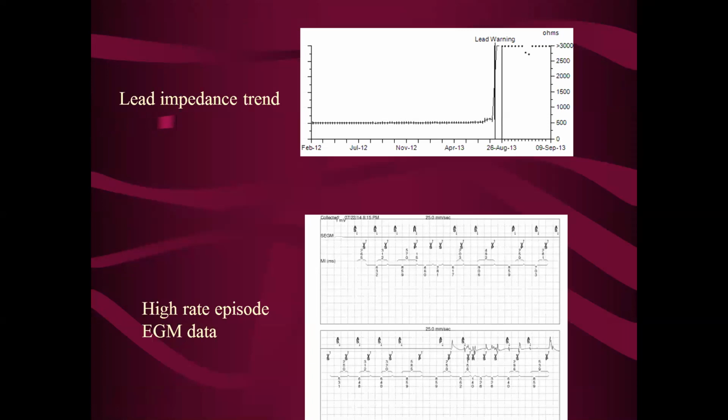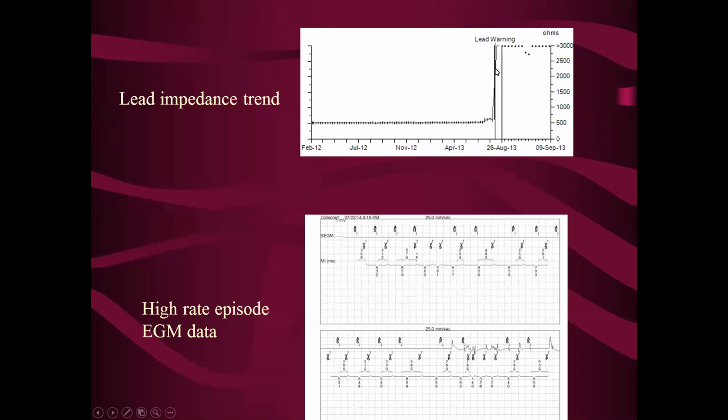If we were to interrogate the pacemaker, we would see data that would support the fact that there's a lead fracture. So the pacemaker will show us a lead impedance trend, which is the resistance of the wire. The resistance gives us information on the integrity of the wire. And so here, this is the trend over a year or so, which is very stable. Each dot is a measurement of the resistance of the wire.